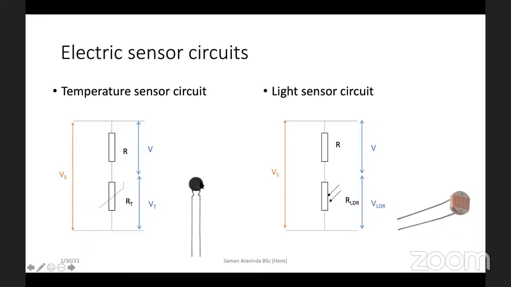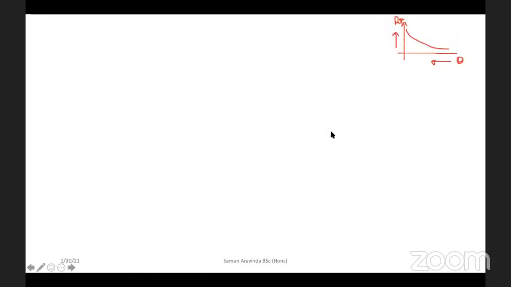A temperature sensor circuit has a thermistor connected in series with another fixed resistor, and a light sensor circuit has an LDR connected with another fixed resistor. So first we will look at the temperature sensor circuit.